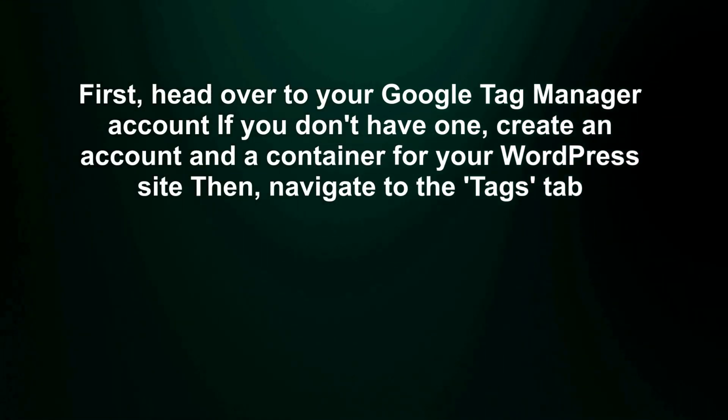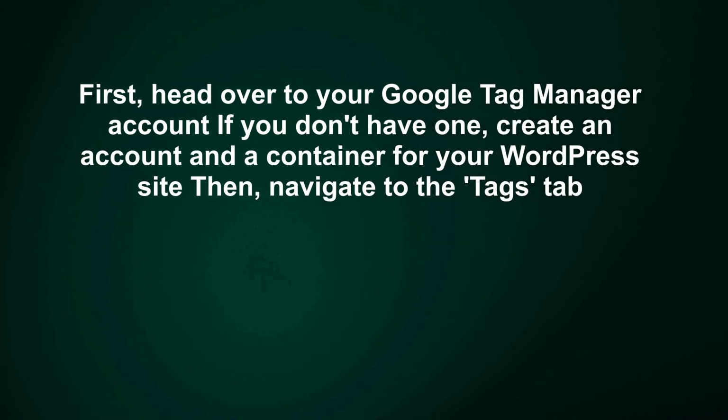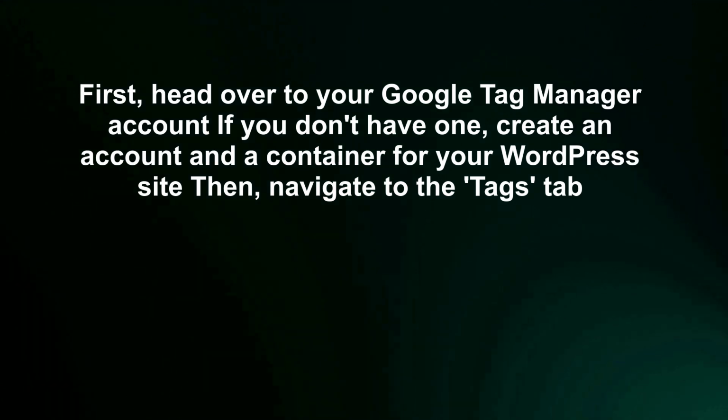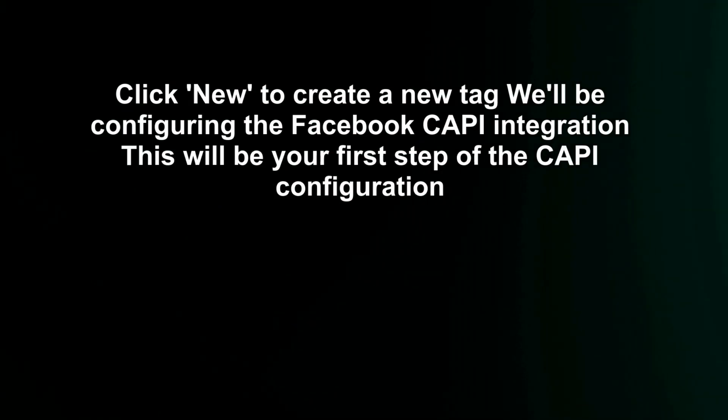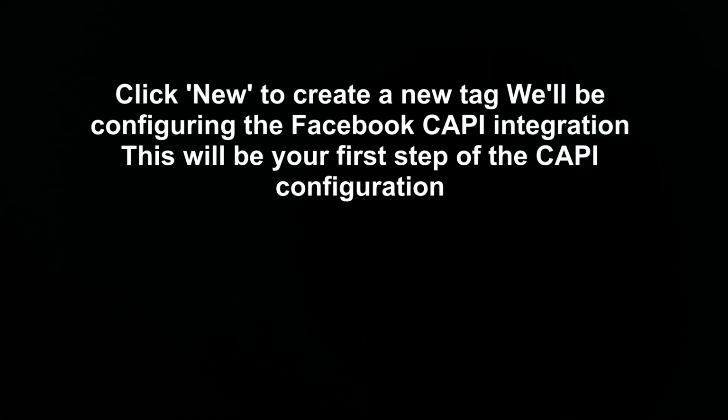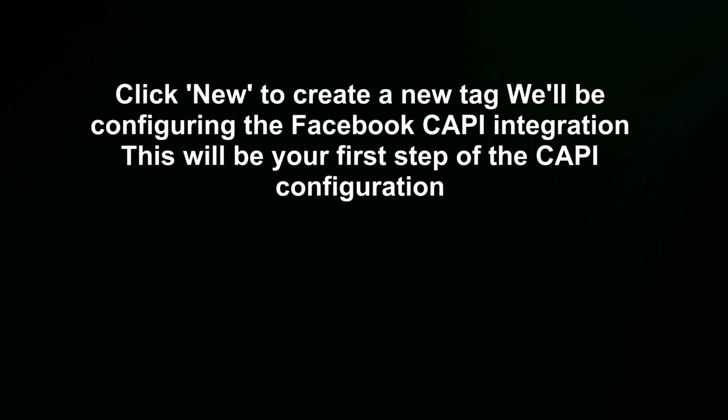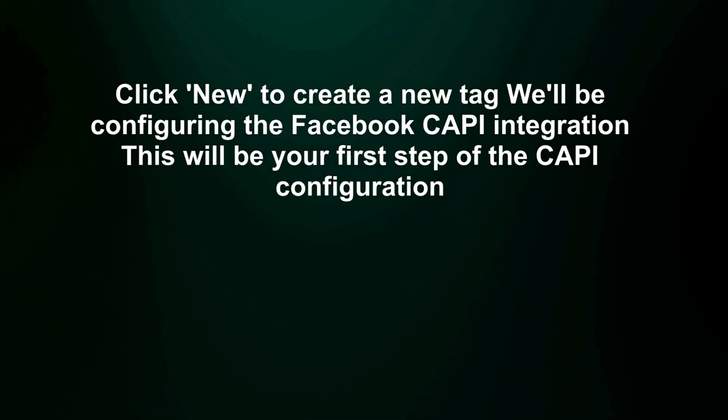First, head over to your Google Tag Manager account. If you don't have one, create an account and a container for your WordPress site, then navigate to the Tags tab. Click New to create a new tag. We'll be configuring the Facebook CAPI integration. This will be your first step of the CAPI configuration.